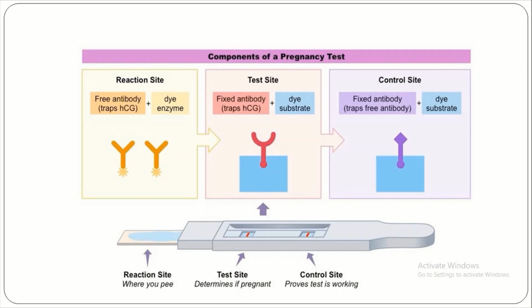It also contains a dye that is called a substrate, where the enzyme and the substrate react, which produces color, which forms a small red color line. You see it in the picture. On the control side, the fixed antibody traps the free antibody, that reacts and produces color. So that is the control, which proves the test is working.